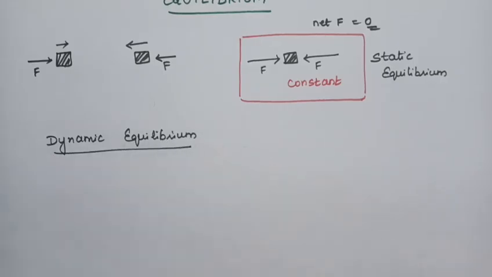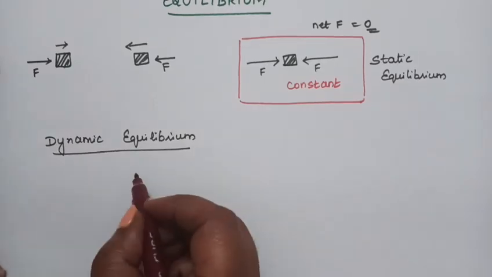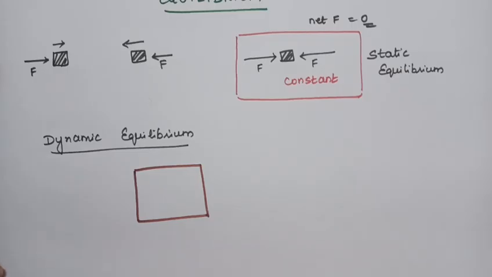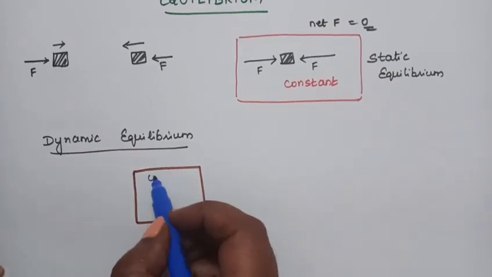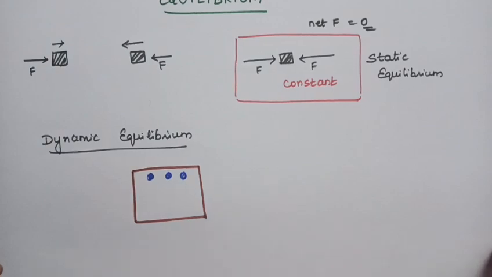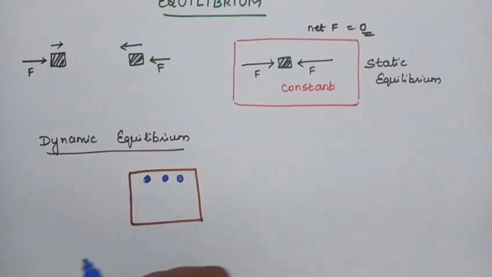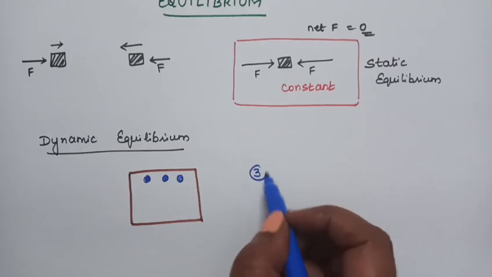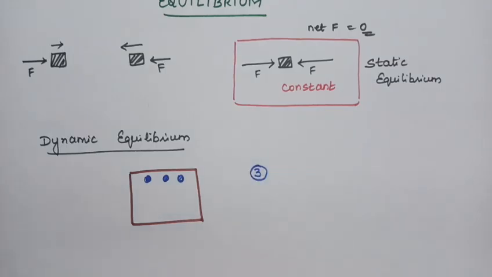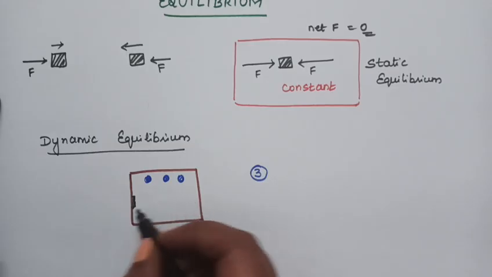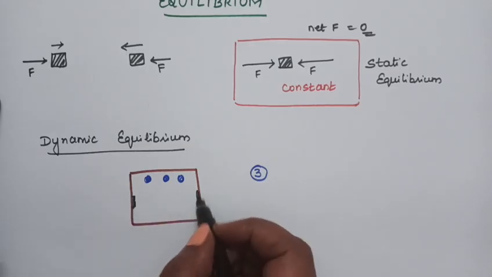So let us learn this by taking one example. So students, take a box. Inside the box, we are placing 3 balls: 1, 2, 3. So now initially I'll ask you to count the number of balls. So you will count and you will say there are 3 balls inside the box. And there is an opening to this box. Here one opening and here one opening.